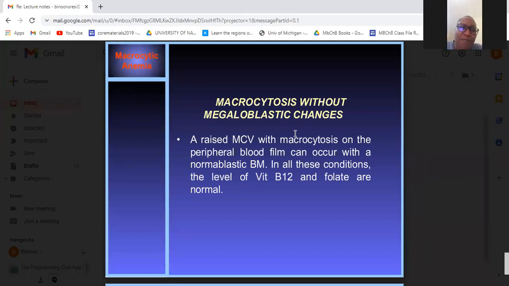So you have macrocytes, yes. You have a raised MCV, more than 96, with macrocytosis on the peripheral blood film, but you do not have megaloblasts in the bone marrow. You have basically normal cells. In these conditions, the B12 and folate are normal. So it's just macrocytes, but the bone marrow is normal. Next slide.